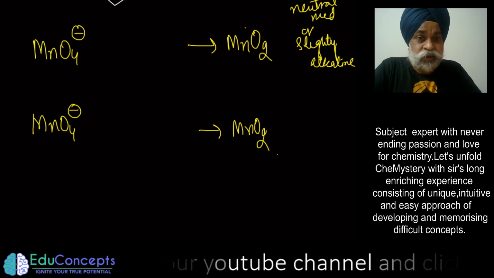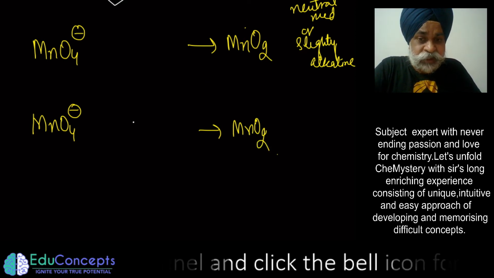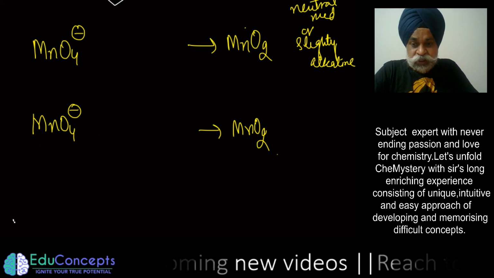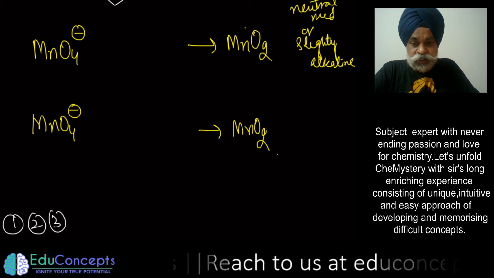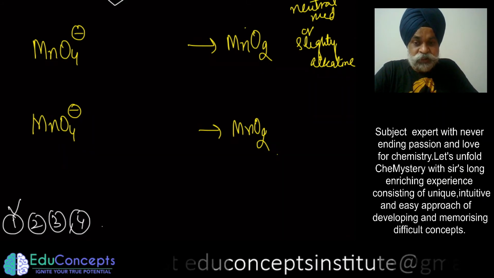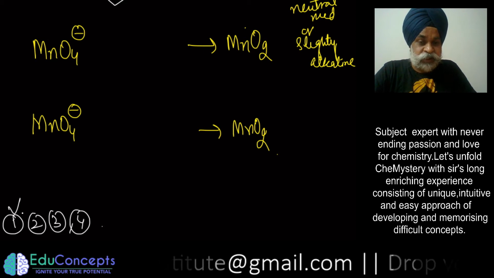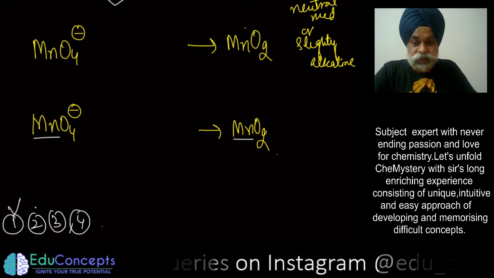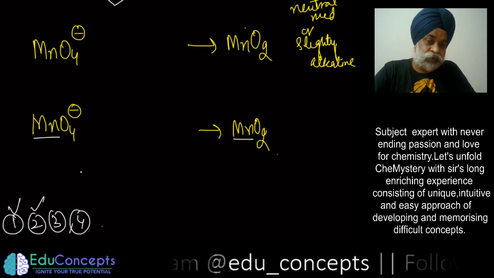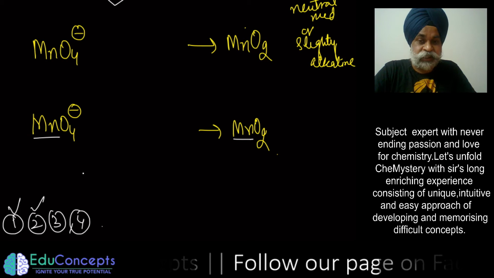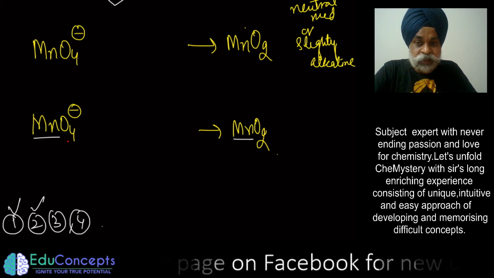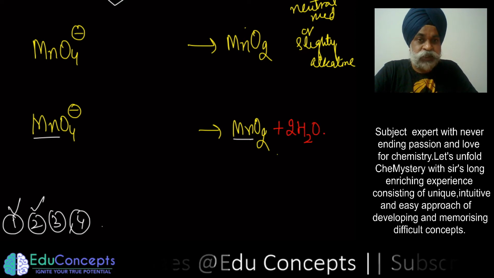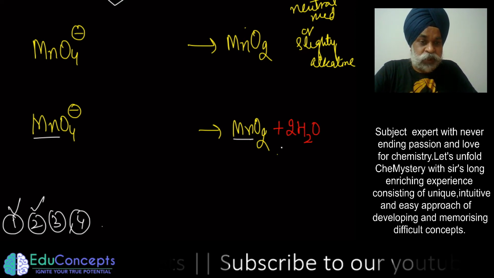Now see here, now here comes the case where you have to do the balancing in basic medium. Now try to understand. How many points did we engage? 4 points. The first point was to balance all other things other than oxygen and hydrogen. So manganese is one, manganese is one. The second point is you have to balance the oxygen by adding water to the side deficient in oxygen. So how to do it? Here oxygen is 4, here it is 2, so you have to put 2 water here. Once you put 2 water, oxygen is balanced.